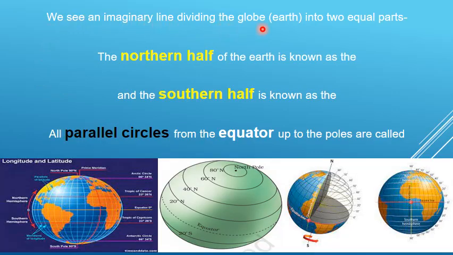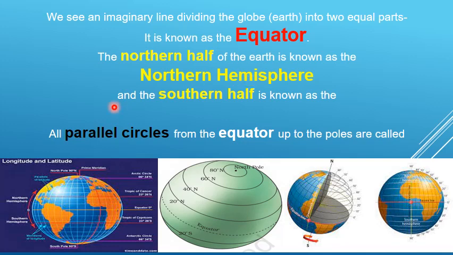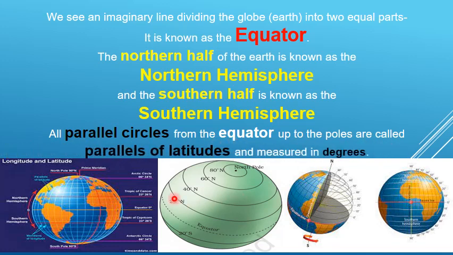We see an imaginary line dividing the globe, that is the Earth, into two equal parts. This imaginary line is called the Equator, as you see here. The northern half of the Earth is known as the northern hemisphere, and the southern half is known as the southern hemisphere. All parallel circles from the equator up to the poles are called parallels of latitudes and are measured in degrees. They are measured up to 90 degrees north and up to 90 degrees south.